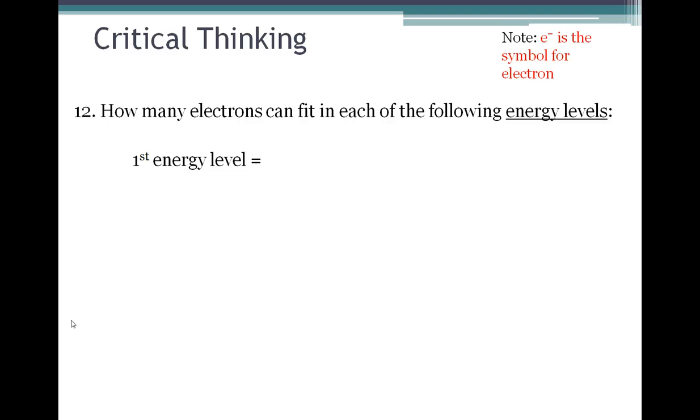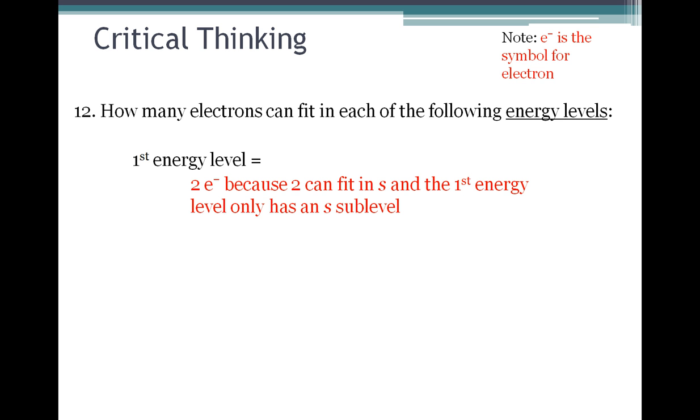So to continue on with number 12, how many electrons can fit in each of the following energy levels? In the first energy level, the answer is 2 electrons because 2 can fit in the s sublevel, and the first energy level only has the s sublevel. You can just refer back to the chart.